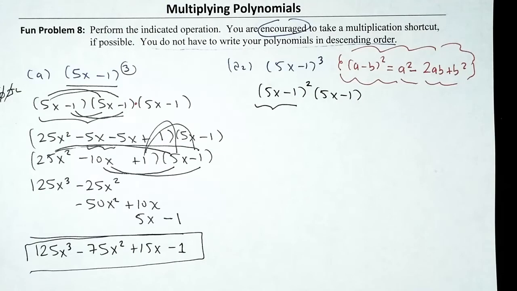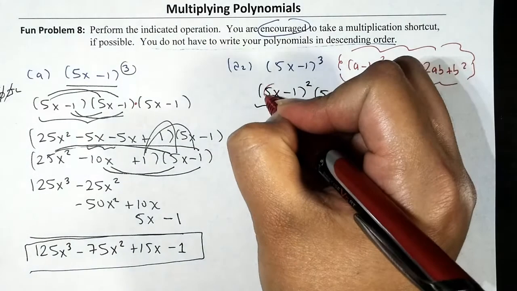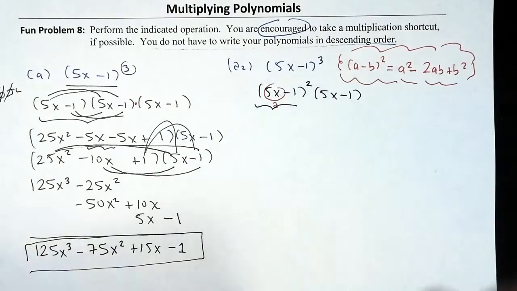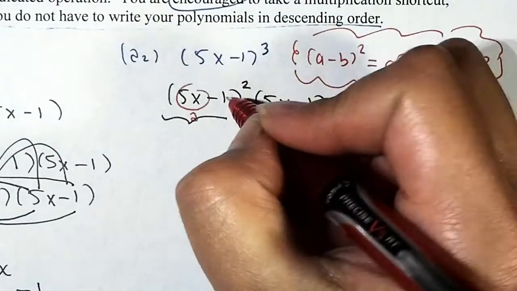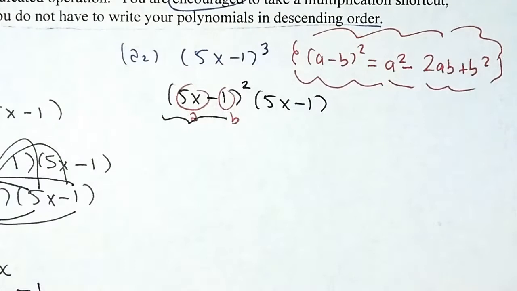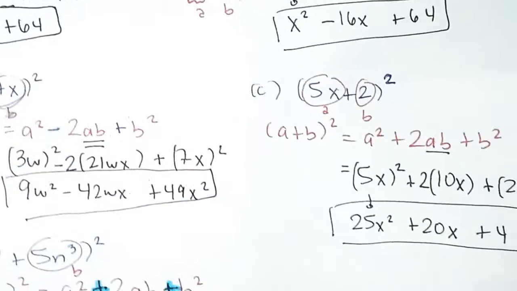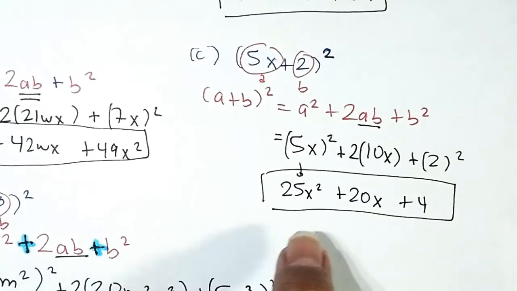Go ahead and continue highlighting my thinking area. So a is whatever you see before the operation. In this case, it's 5x. B is whatever you see after the operation. In this case, it's 1. And we're not going to show our thought process; we're just going to go straight to the answer.